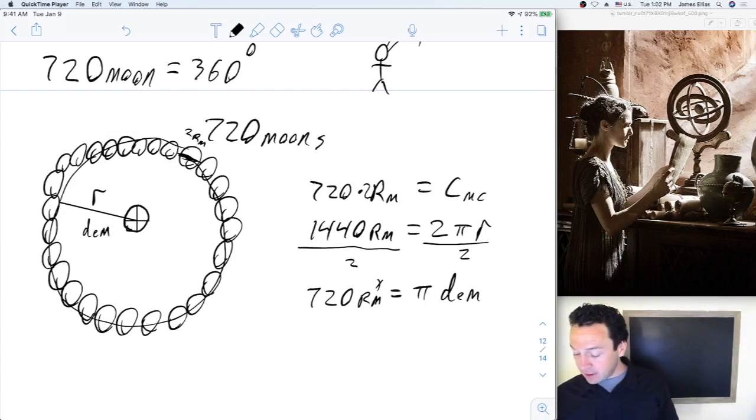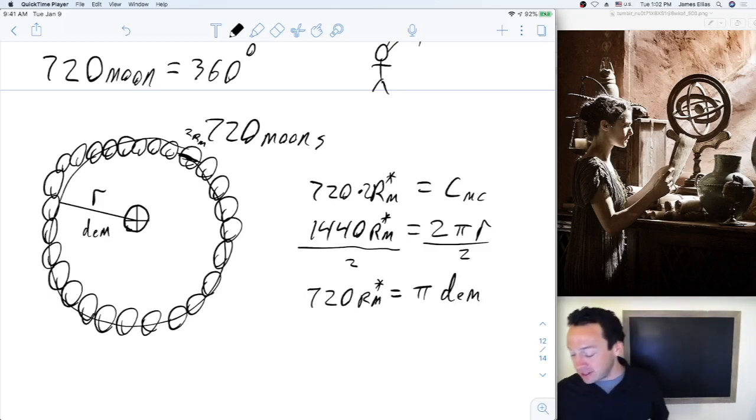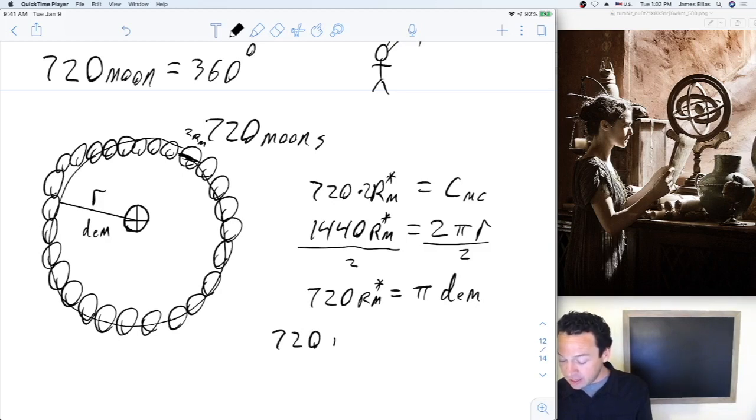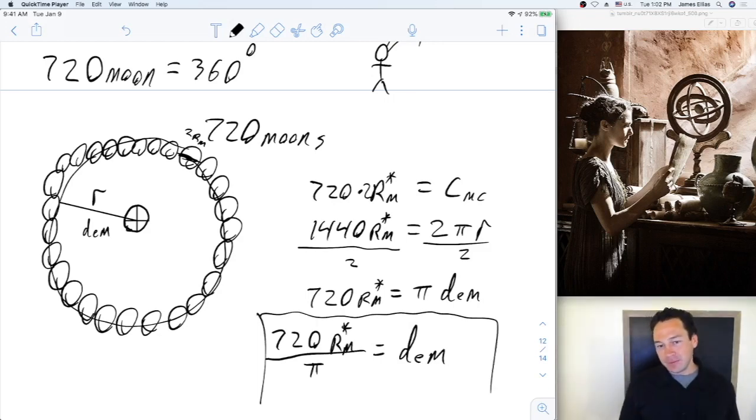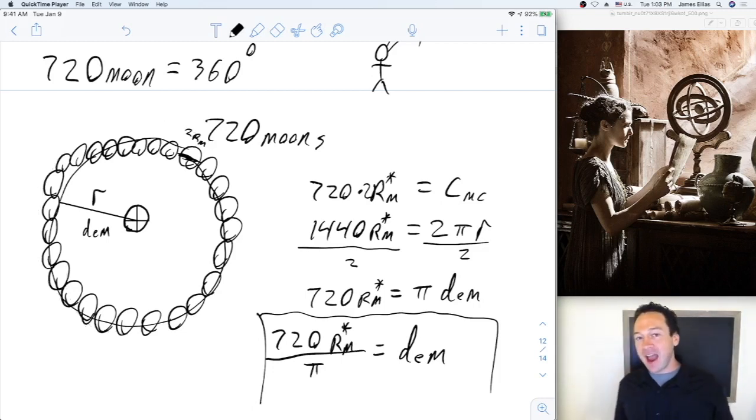And we know this number, by the way. I should have marked this. We know the radius of the moon. We figured it out last step. So Aristarchus is going to use this. He's going to algebraically rearrange this. Let's take a look. 720 times the radius of the moon divided by pi equals the distance between the Earth and the moon. So by using this incredible abstraction of the moon circle, he's able to solve for the radius of this circle made out of moons. And that gives him the distance between the Earth and the moon.